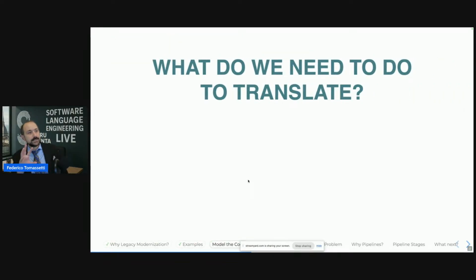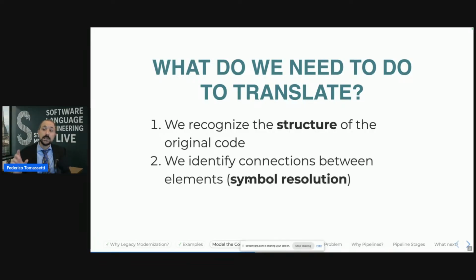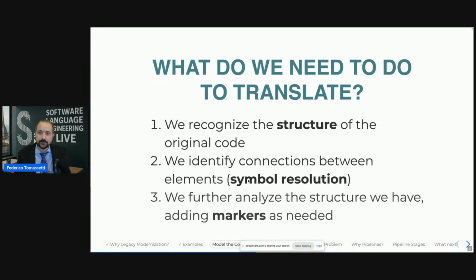So let's just recap. We first of all recognize the structure of the code. So we recognize the declaration, an assignment, an if, and so on. Then we identify connections. So we connect an assignment to a corresponding declaration so that we can read the type. And then we can do further analysis depending on the kind of problem we are dealing with. For example, we can do control flow analysis to mark certain gotos as gotos that jump out of a loop or within a loop. And we can use this information later on to perform our migration.